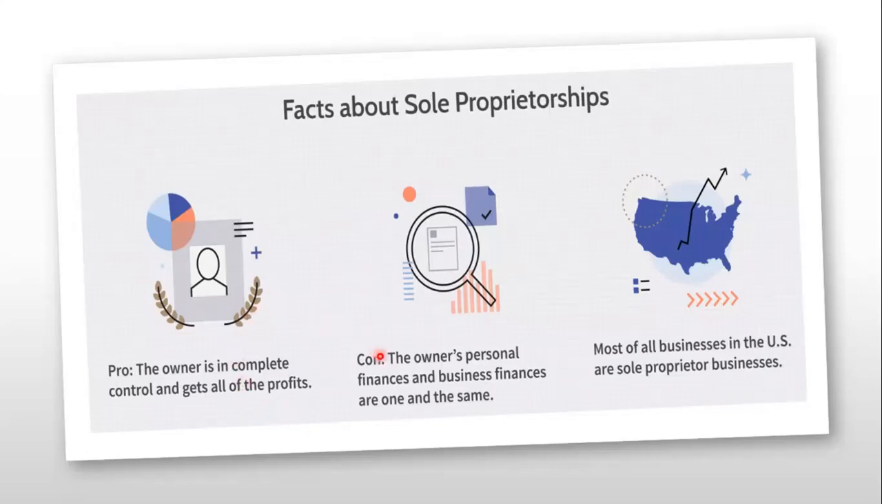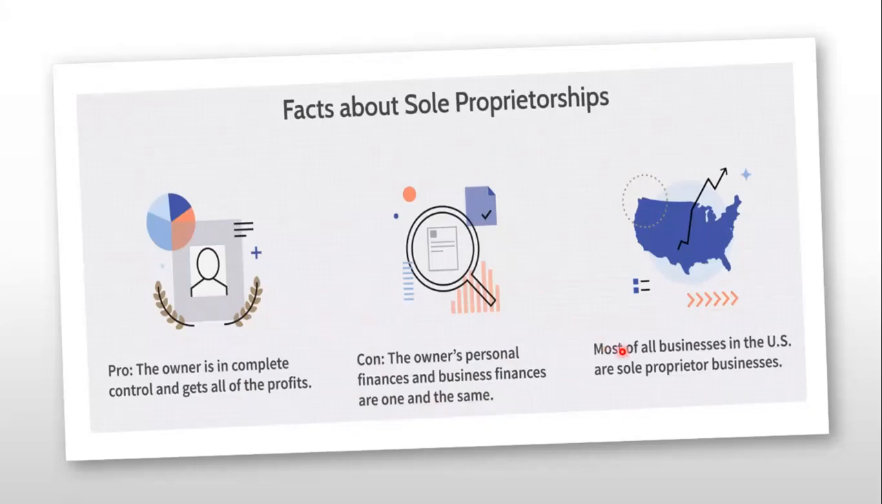And one of the cons is that the owner's personal finances and business finances are one and the same. It means there is no separation between your personal money and your company money. This is the way the government sees it. It's your business money in the case of a sole proprietorship, because there's only one person responsible.